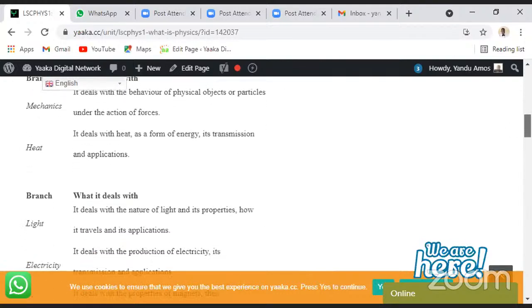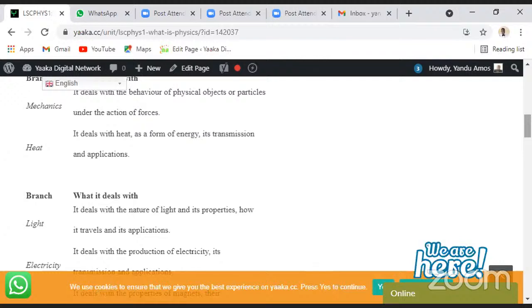Meanwhile, we have also heat. Under heat, we are going to look at heat first of all as a form of energy, and then how it is transmitted. Under its transmission, we look at how heat moves from one point to another. Is that okay? Yes, how heat moves from one point to another, that is the transmission.